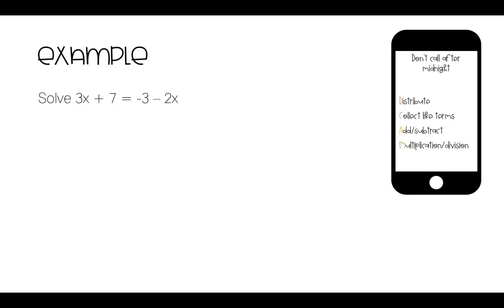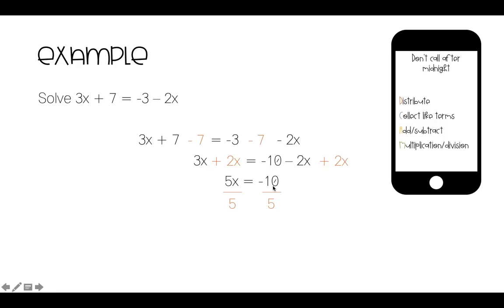Okay, so the first thing we're going to do is subtract 7 from both sides to remove this 7 here. So we end up with 3x equals negative 10, because negative 3 take away 7 gives us negative 10, take away 2x. Then we're going to add 2x to both sides to move the pronumeral over to the left, which gives us 5x equals negative 10. And then we divide both by 5, which gives us x equals negative 2.